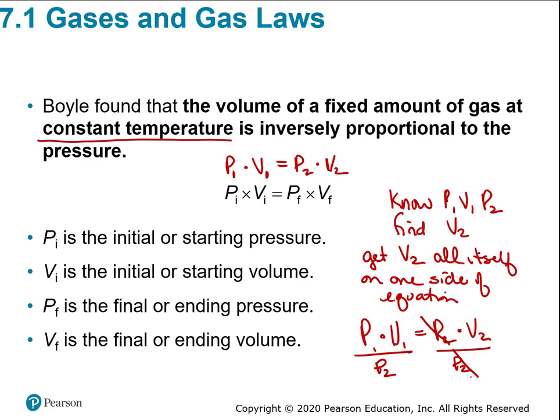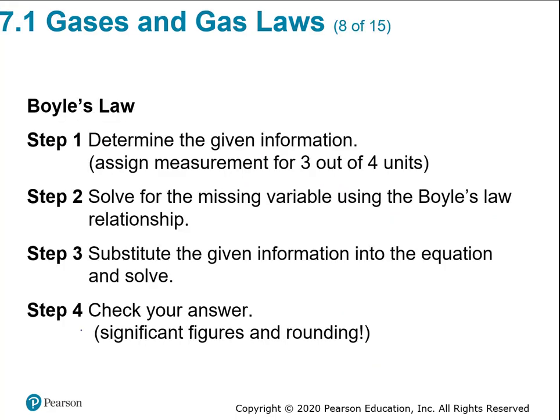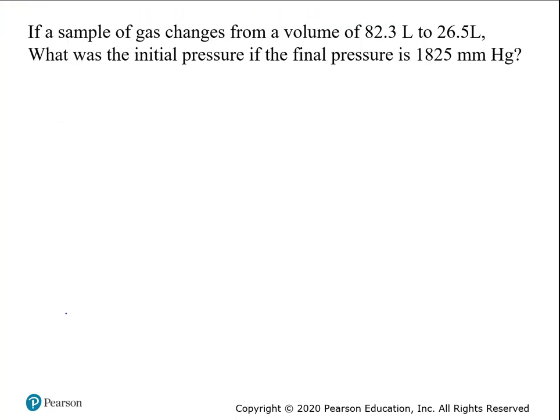So I find that it's easier to rearrange an equation than plug numbers in last. So in this one, we'll walk through it, and then I'll let you practice one. If a sample of gas changes from a volume of 82.3 liters to 26.5 liters, what is the initial pressure if the final pressure is 1,825 millimeters of mercury?